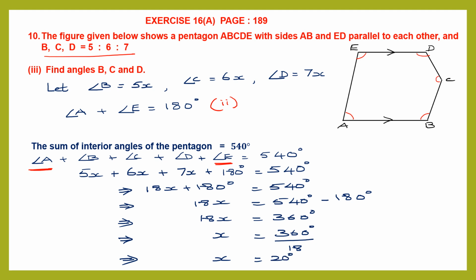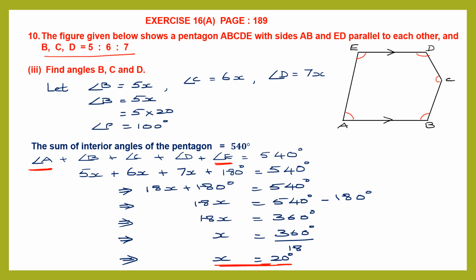Now we are going to use this value of x to find B, C and D. Here the question is find angles B, C and D. We're going to find angles B, C and D based on this. So here we have said that angle B is 5x and x is equal to 20. So let's find the value of angle B. Angle B is equal to 5x. That means 5 into 20, which is 100. So angle B is equal to 100 degrees.